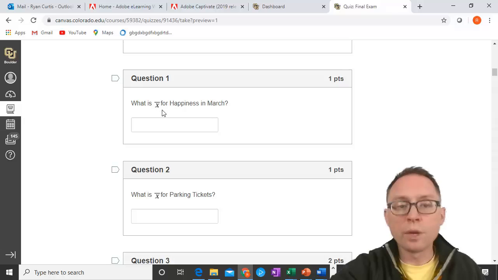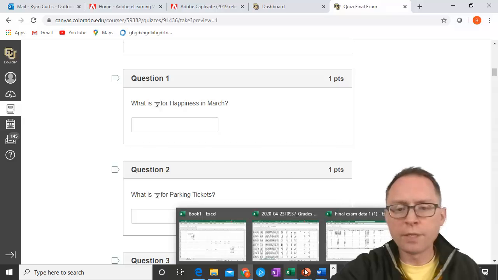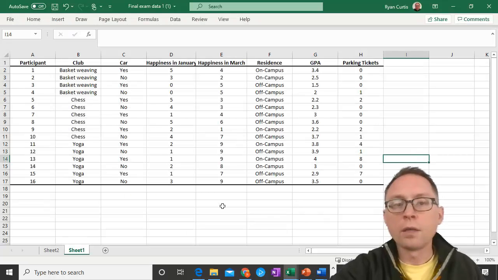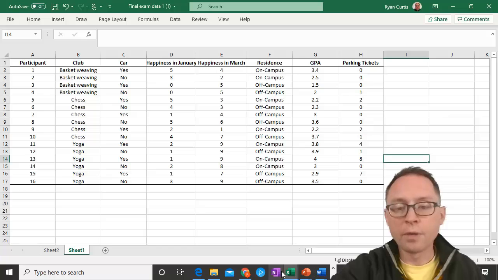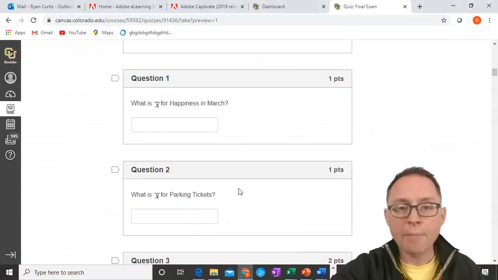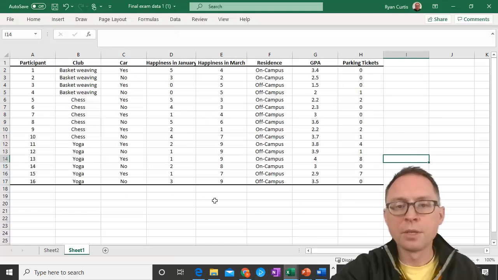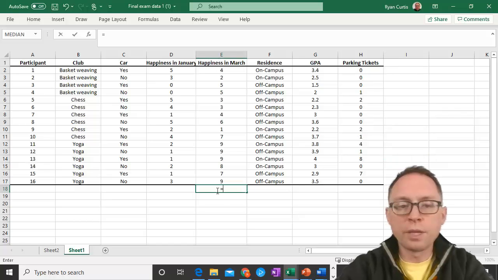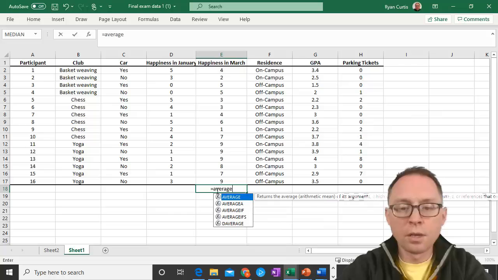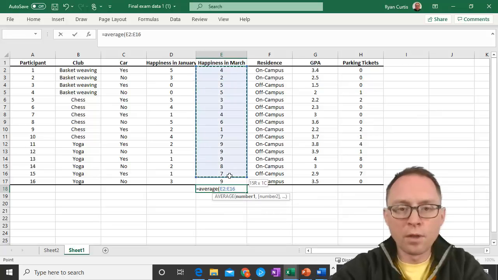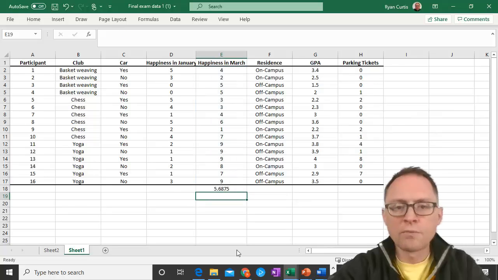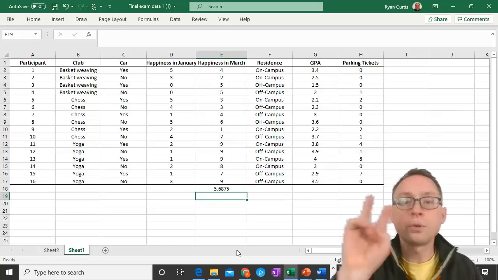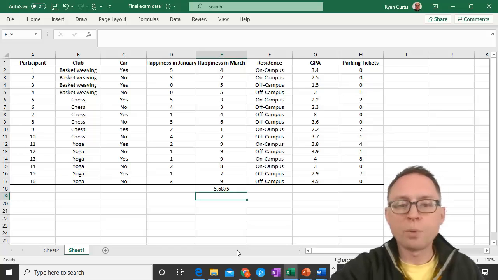Okay, so this question is asking, what is the mean for happiness in March? Easy enough. Let's go ahead and look at it in two different ways. So first, let's look at the data on Excel, and then we'll look at it in RStudio. We can do it either way. Now remember, the question is asking, X bar is the mean for happiness in March. So let's try and do this for happiness in March. This will be equals the average of all of these. 5.6875. Now, we'll always go to two decimal places in our final answers, so we're going to go to 5.69.